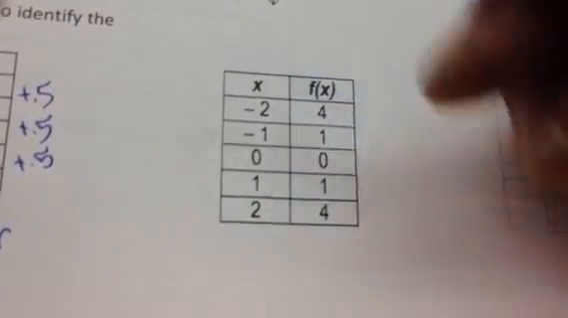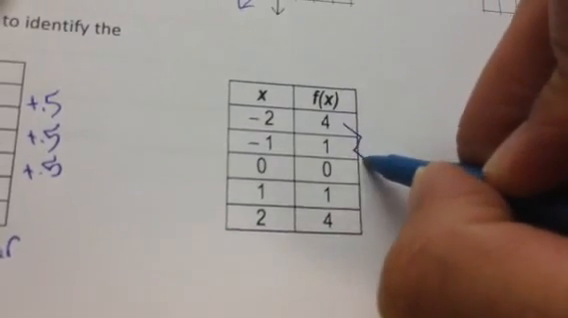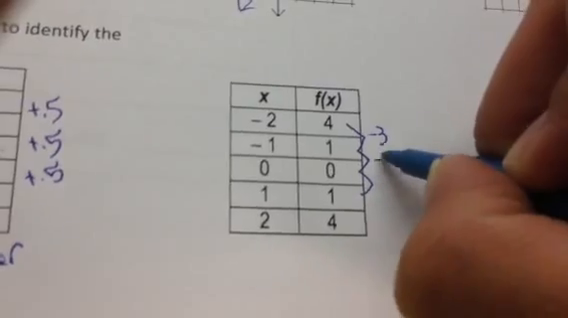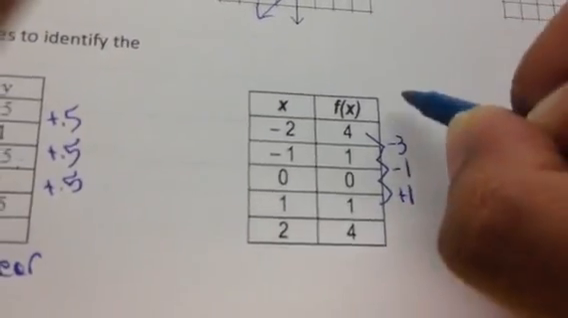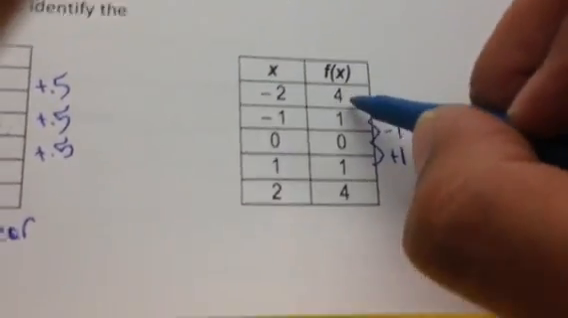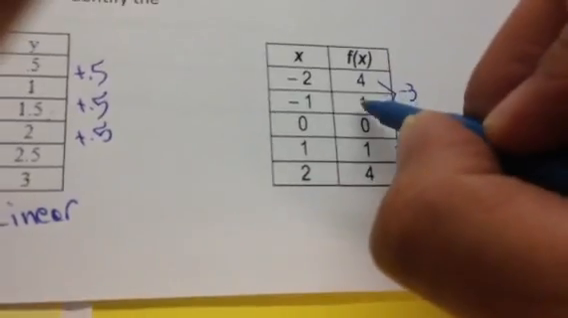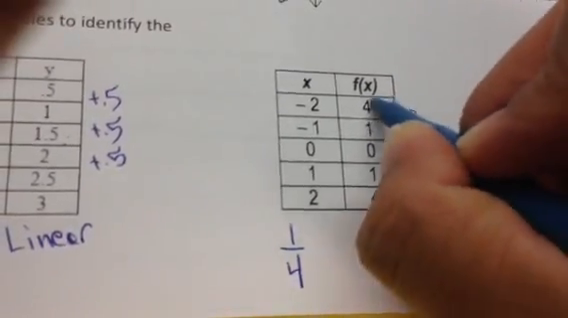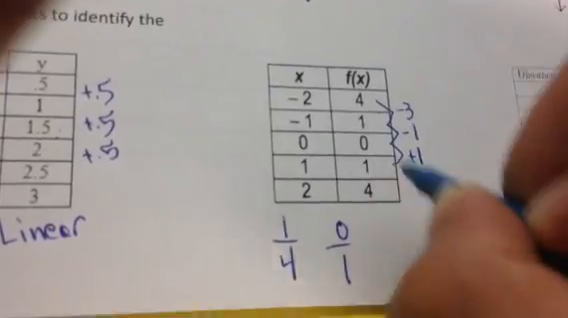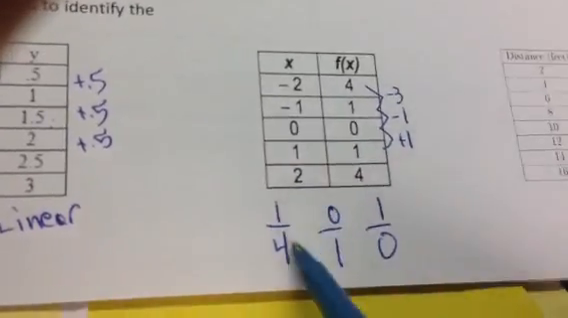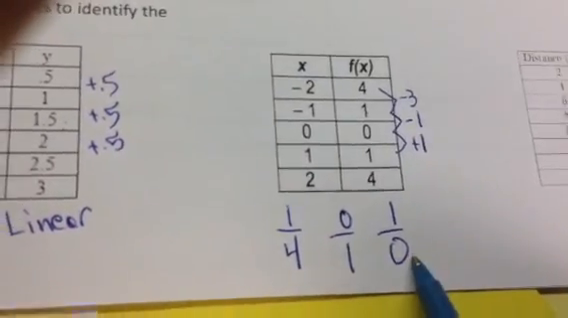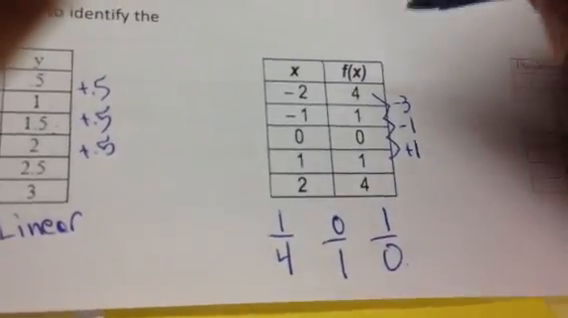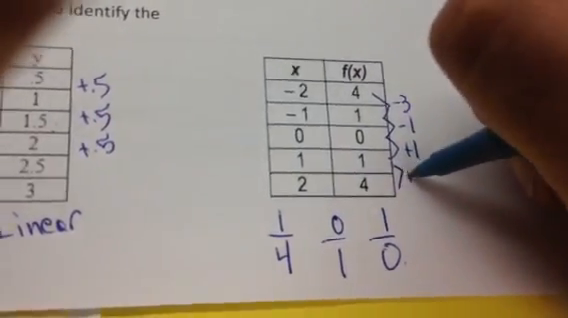Again, the x's are going up by 1, so how do we go from 4 to 1, 1 to 0, 0 to 1? Here I'm subtracting 3, here I'm subtracting 1, now I'm adding 1, so it's not linear. Is it exponential? I'm just going to pick some y values and divide it by the previous y value. So 1 divided by 4, 0 divided by 1, 1 divided by 0. If this were exponential, then these 3 fractions, for instance, should be worth the same amount. And they aren't, so it's not exponential. So now I'm going to check for quadratic.